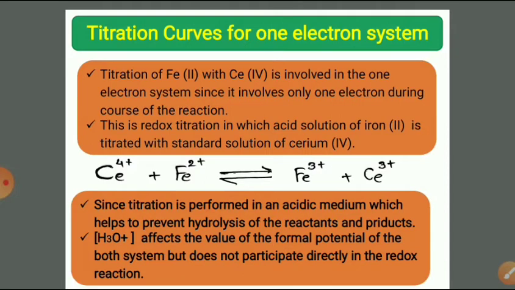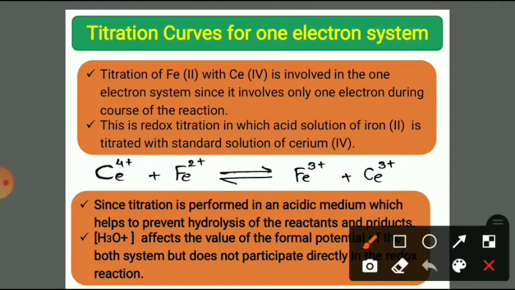Now we will see the titration curve for a one electron system. The titration of Fe2+ with cerium 4+ is a one electron system, since it involves only one electron during the course of the reaction. In this redox titration, the acid solution of iron 2+ is titrated with a standard solution of cerium 4+. Here we have taken the reaction; there is an equilibrium reaction between cerium and iron.